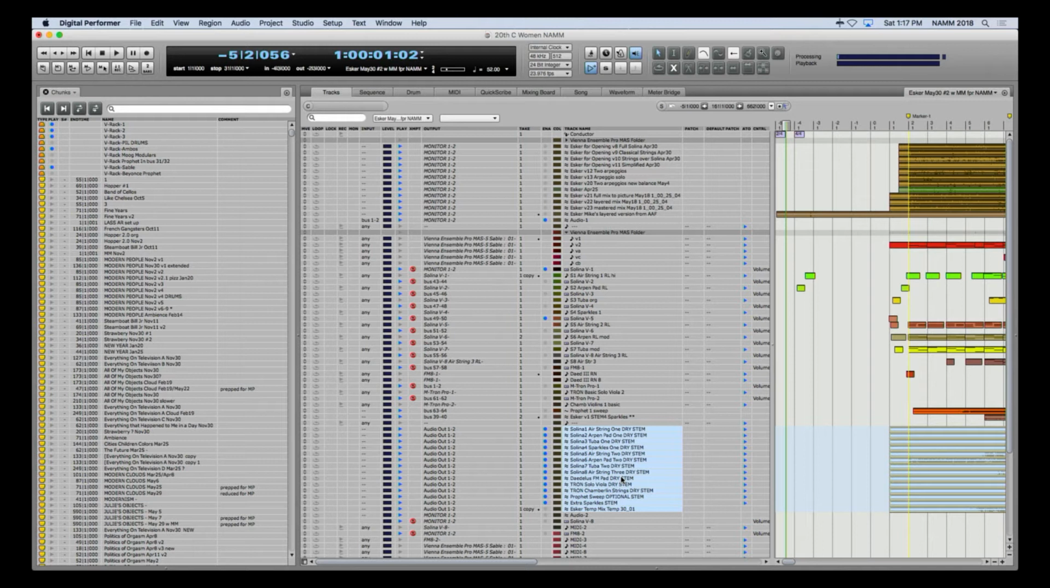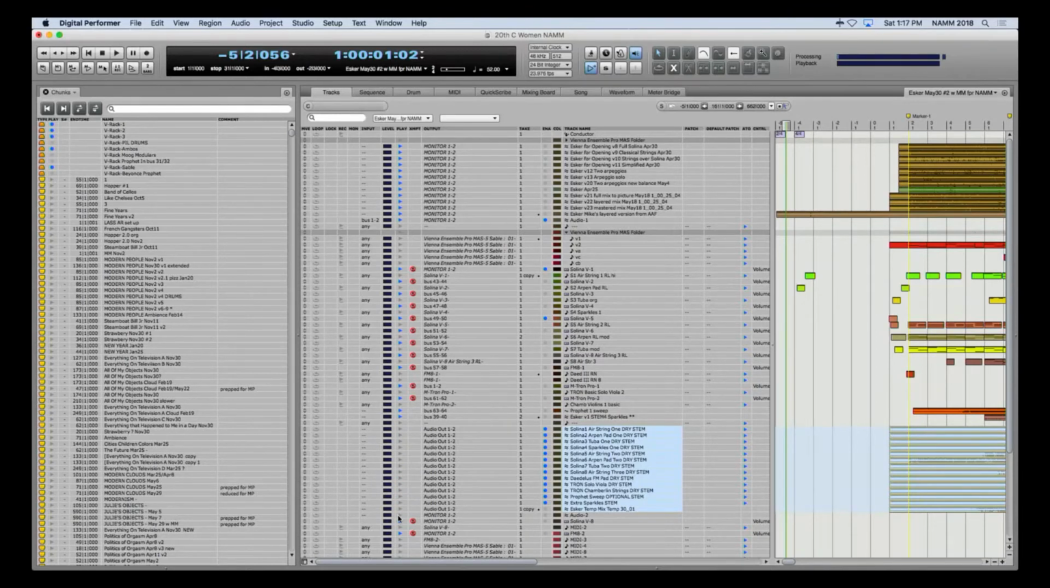I borrowed a friend of mine's Prophet 5 and used that as the main sound of the score. And then I used Arturia instruments, particularly the Salina virtual instrument that Arturia makes, and used that as one of our main sounds. Now this particular patch here, I'm gonna play this to show you the main thing that could propel this entire score.